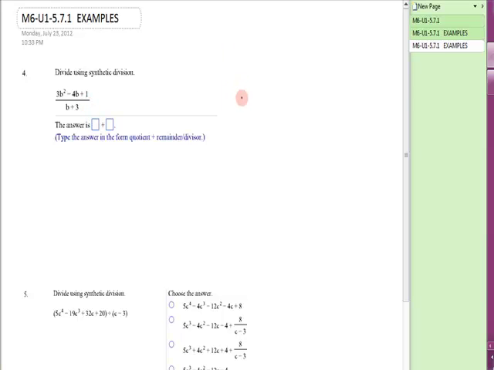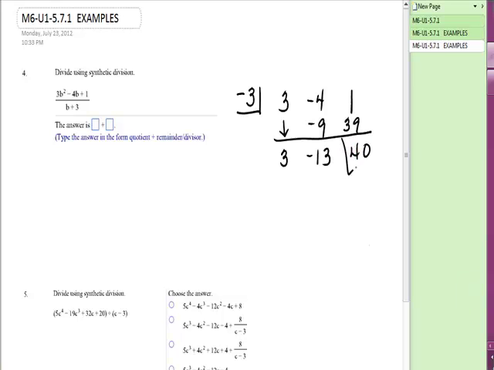I'm dividing by b plus 3, so -3 is my divisor out here. I have a 3, a -4, and a 1. Bring down the 3. 3 times -3 is -9. Add for -13. -13 times -3 is 39. Add for 40. There's your remainder. There's your constant. There's your coefficient of x.